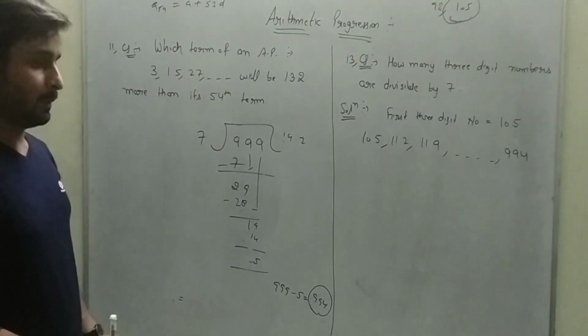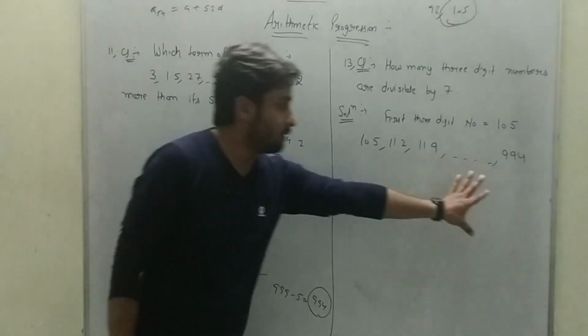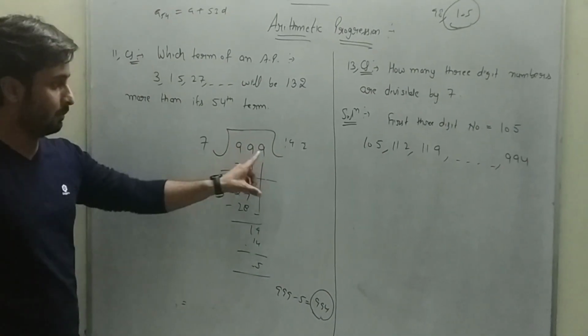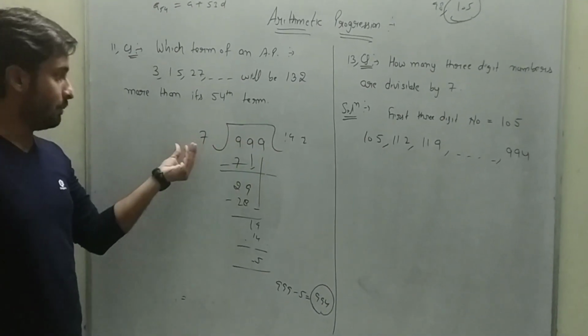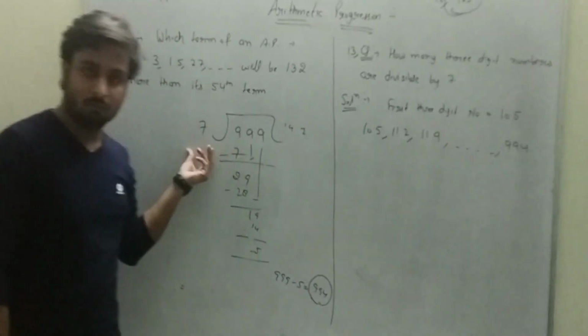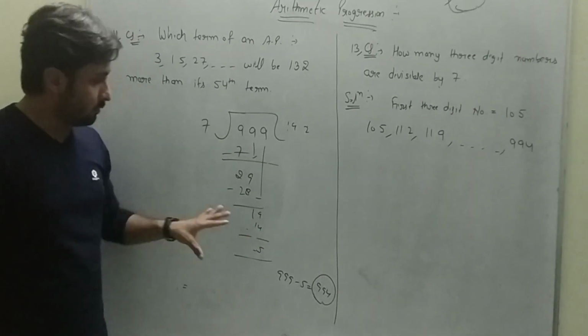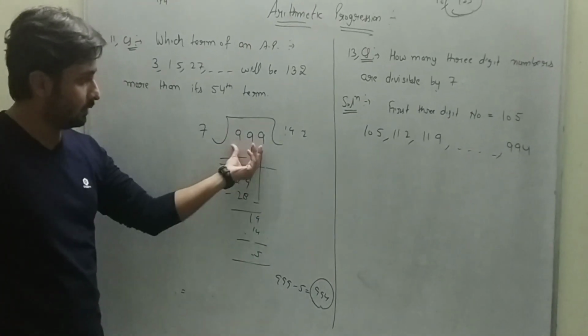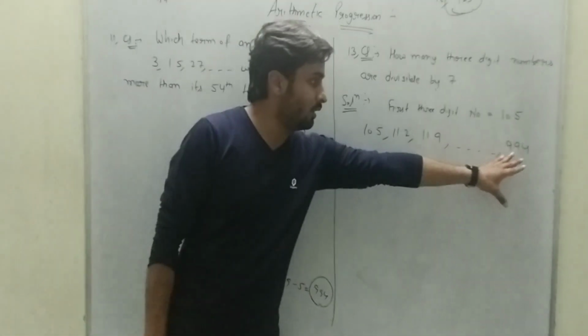The method is quite simple. The greatest 3-digit number is 999. You have to divide that number by 7, and a remainder will come. Just subtract that remainder from this number. This will be your last term.